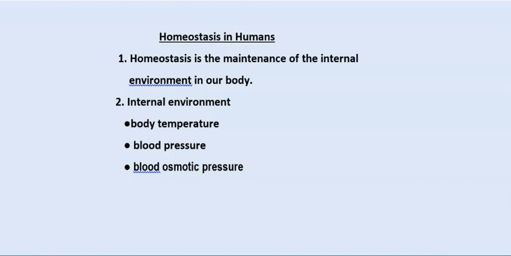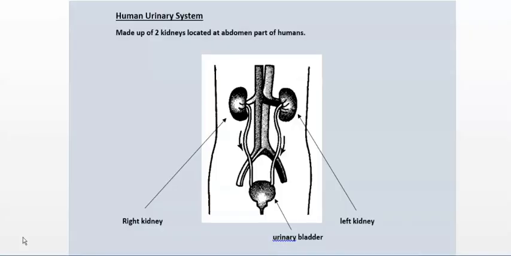Homeostasis is important for the cells in our body to function well. The human urinary system plays an important role in homeostasis. The human urinary system is made up of two kidneys located at the abdomen, the right kidney and the left kidney, and here is the urinary bladder. Kidneys help to regulate the balance of water and salt in the body.